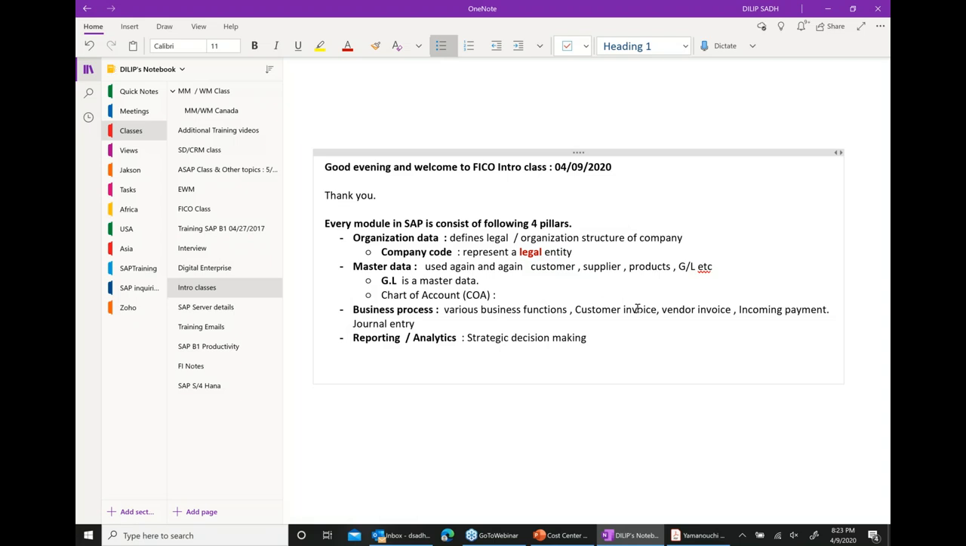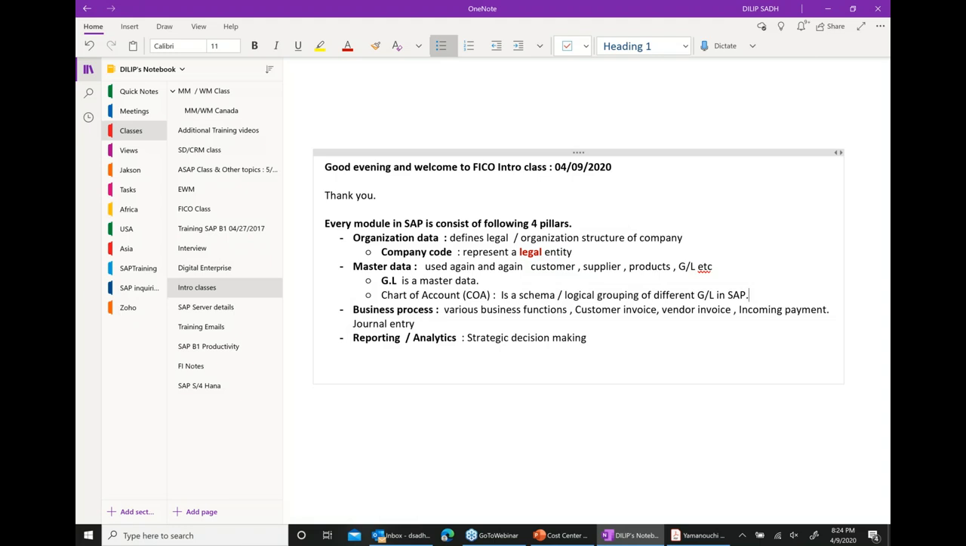So chart of account is a schema, a logical grouping of different GLs. Now, you can have many GLs. You have different kinds of GL for expenses, for costs, for balance sheet accounts, and material expenses, and for payments, and all those different general ledgers.